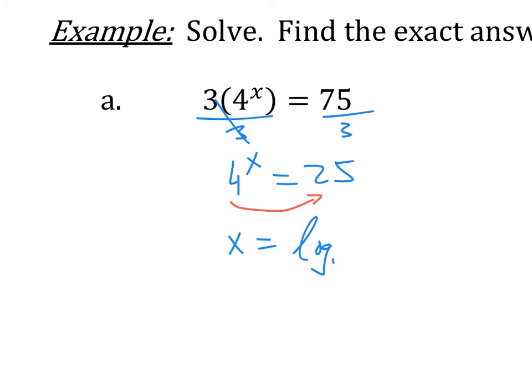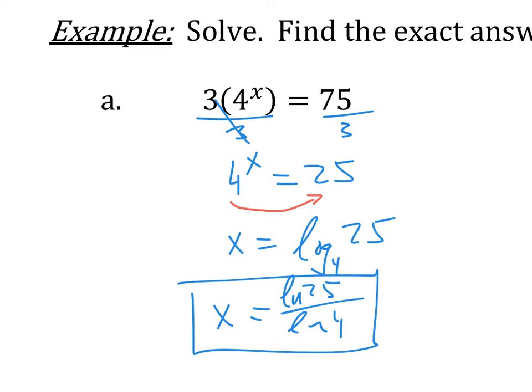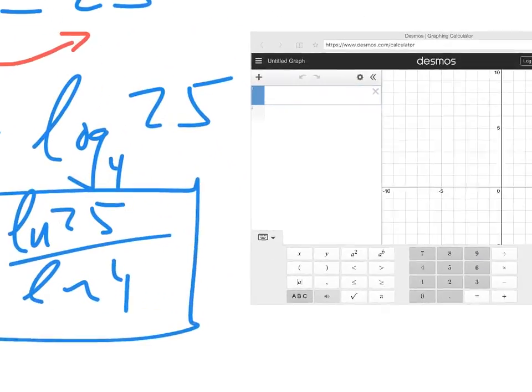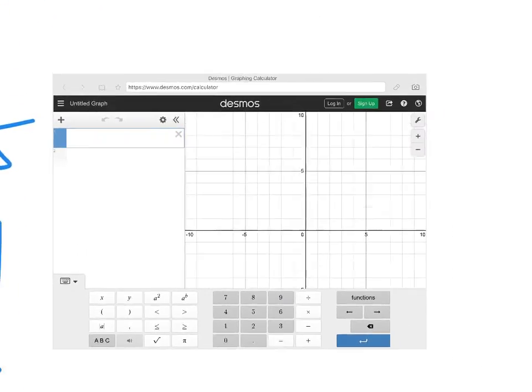This is the log base 4 of 25, which we can find out as the natural log of 25 divided by the natural log of 4. And that's the exact answer. We could use a common log too, if we want the decimal, so we'll go log of 25 divided by log of 4.